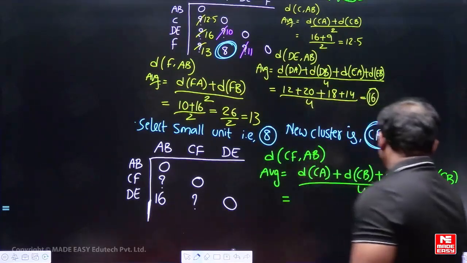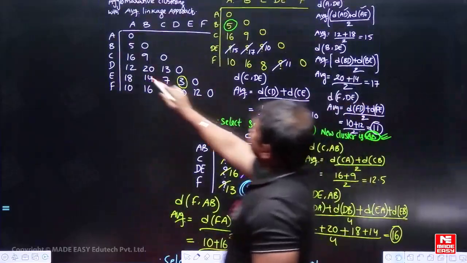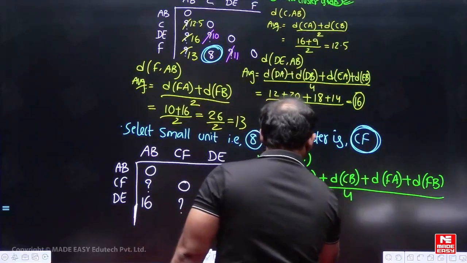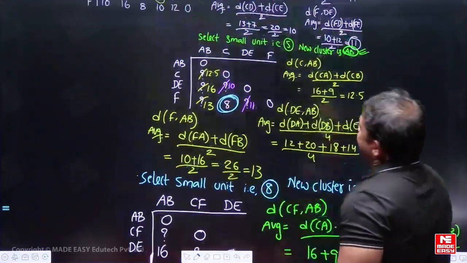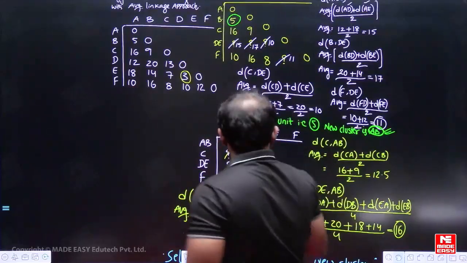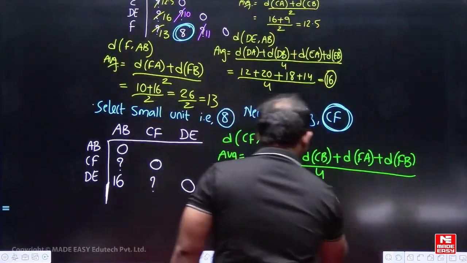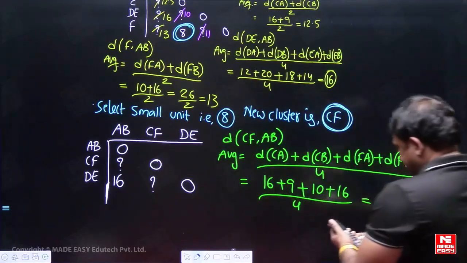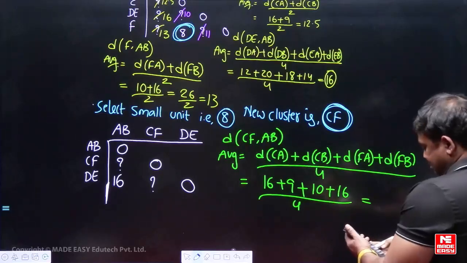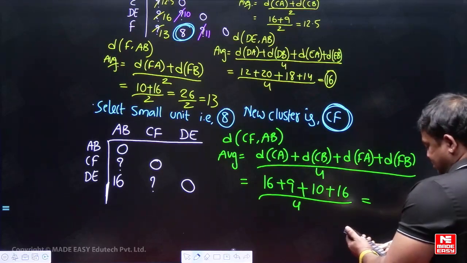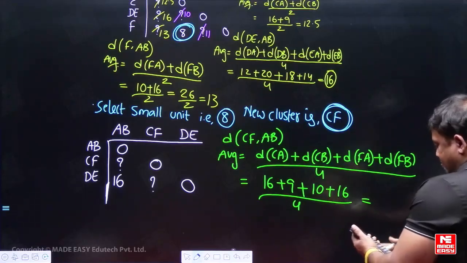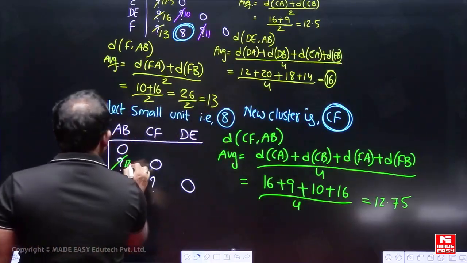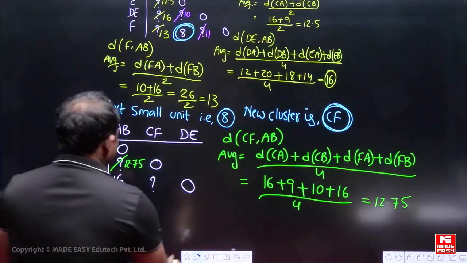This is CA, CB: 16 plus 9, plus FA 10, FB 16, that is 10 plus 16, divided by 4. Calculate this. 16 plus 9 plus 10 plus 16 divided by 4 is 12.75. Okay, so now this is replaced by 12.75. Clear now? All right.